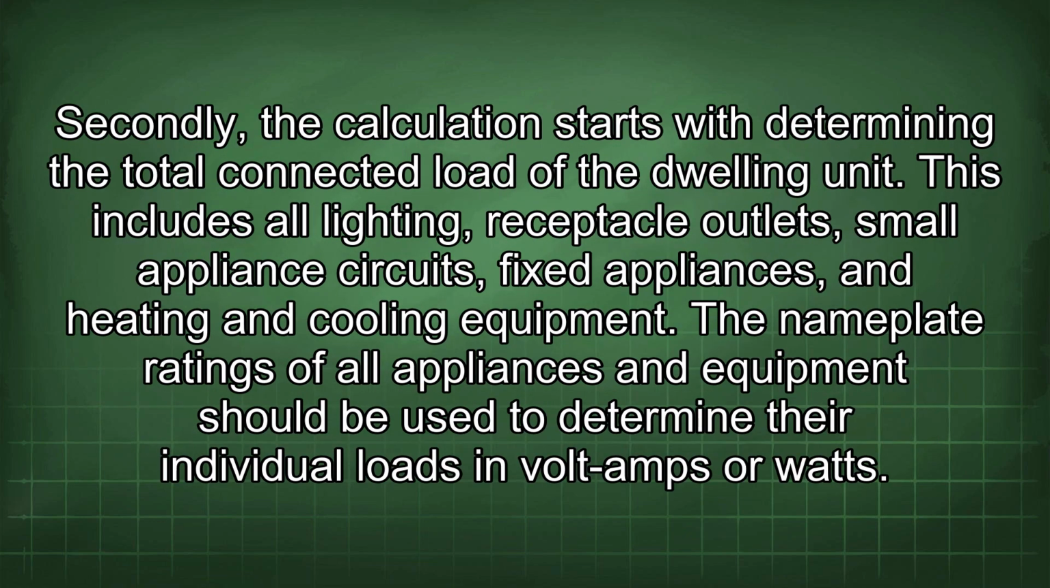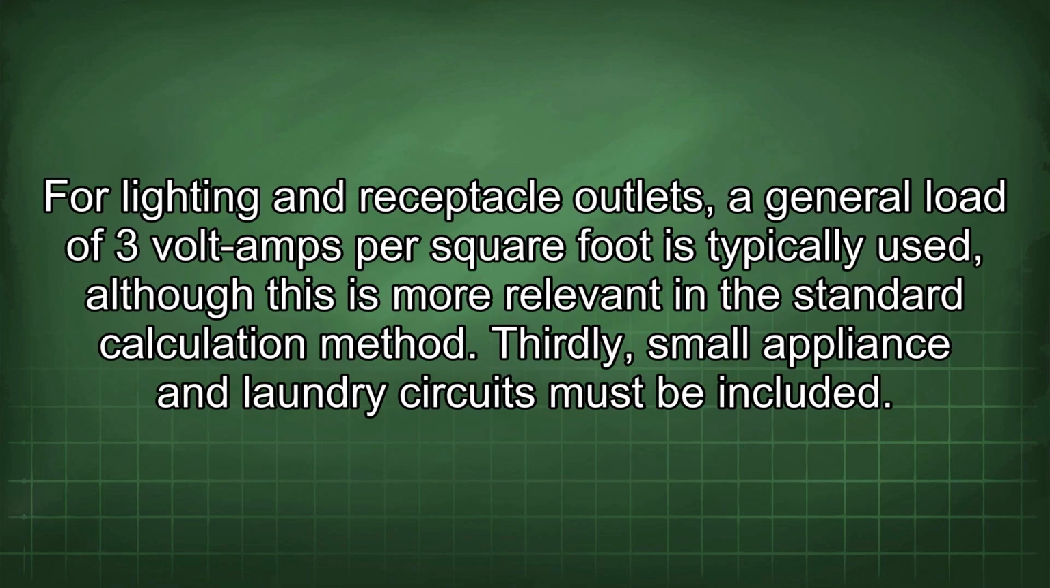Secondly, the calculation starts with determining the total connected load of the dwelling unit. This includes all lighting, receptacle outlets, small appliance circuits, fixed appliances, and heating and cooling equipment. The nameplate ratings of all appliances and equipment should be used to determine their individual loads in volt-amps or watts. For lighting and receptacle outlets, a general load of 3 volt-amps per square foot is typically used, although this is more relevant in the standard calculation method.